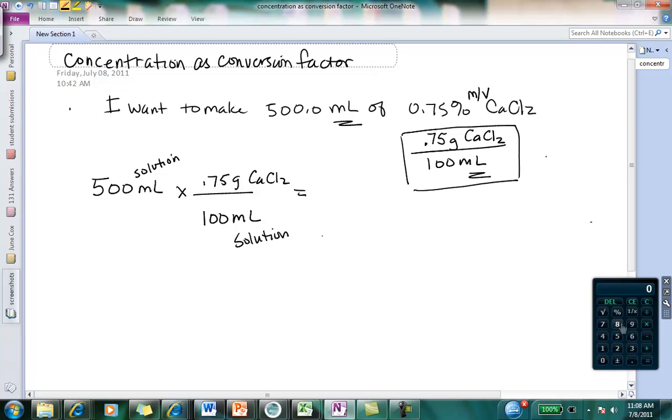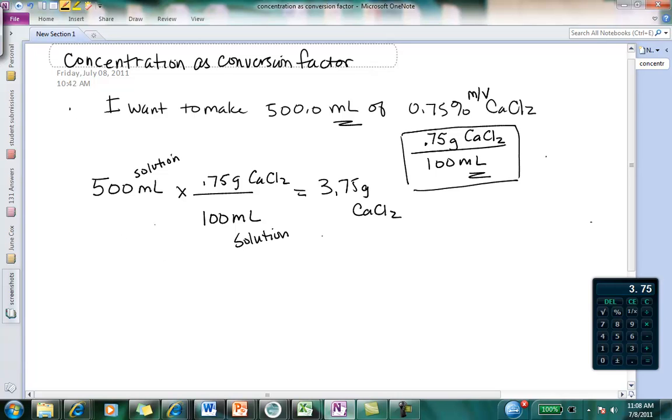This is my problem. I'm going to plug it into the calculator. 500 times 0.75 equals, and then I'm going to divide that by 100 and hope that I didn't make a mistake. Okay, and the answer is 3.75 grams, and this is calcium chloride.